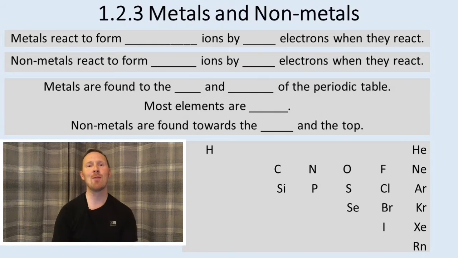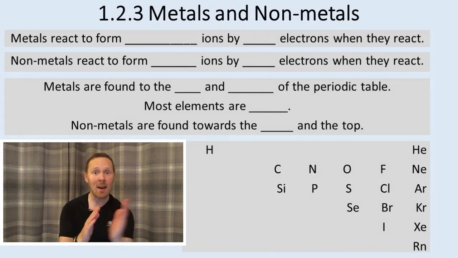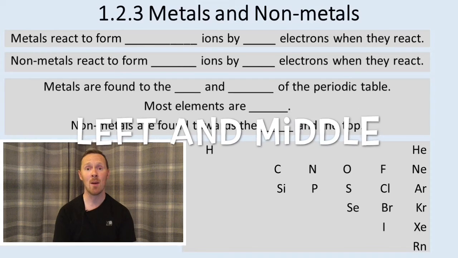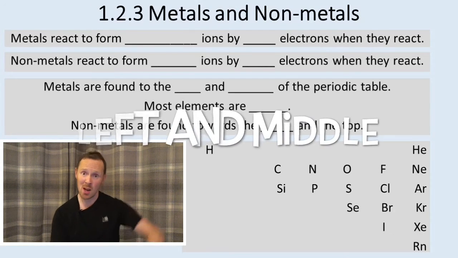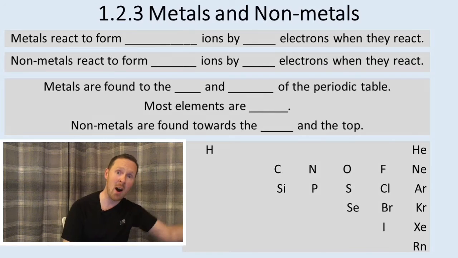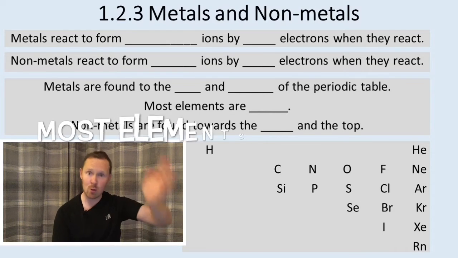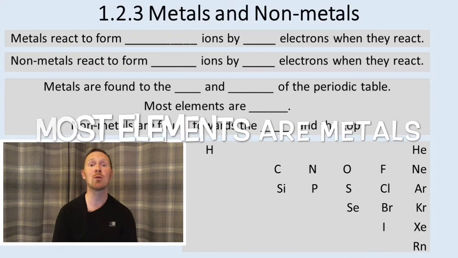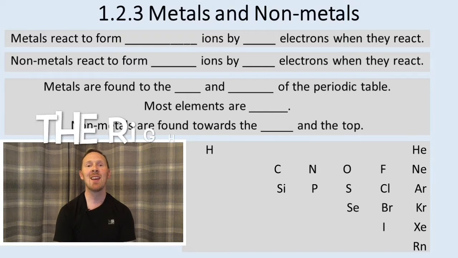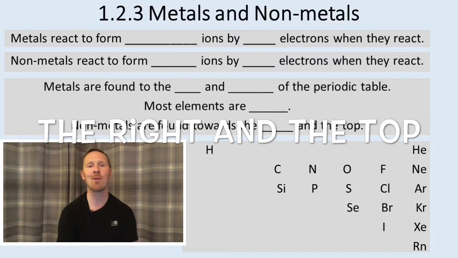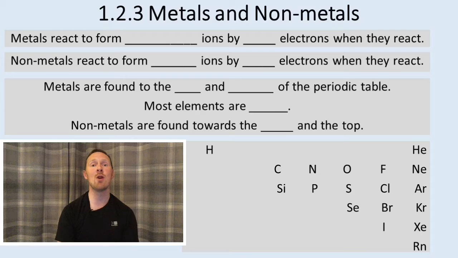If you look at the periodic table, you can see where the metals and non-metals are. Metals are at the left-hand side of the periodic table. In fact, the most reactive metals are in column 1 at the far left of the periodic table. Then group 2. Then there's a middle group called transition metals. If you look at the top right-hand corner of the periodic table, that's where you find the non-metals.